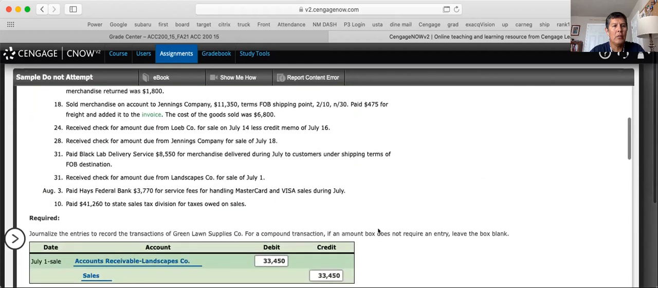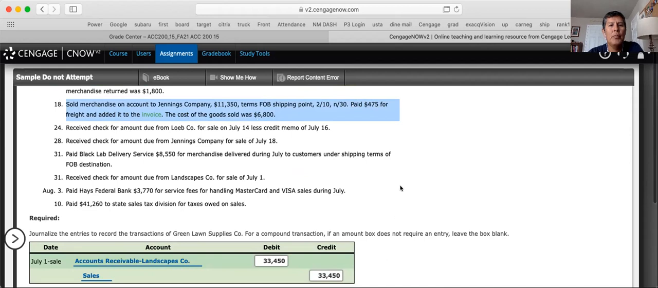July 18, let's see what happened. Sold merchandise on account to Jennings Company for $11,350. Terms FOB shipping point, they get a 2% discount if they pay within 10 days. Otherwise, the balance is due within 30. They paid $475 for freight and added it to the invoice. The cost of goods sold was $6,800.